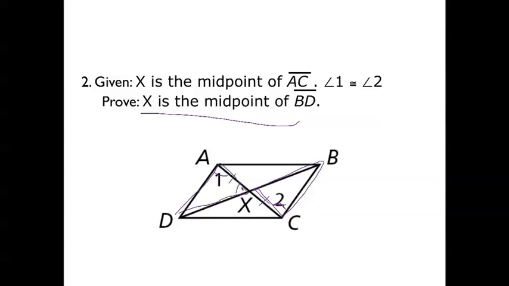Vertical angles. This angle here is congruent to this angle here by vertical angles. So AXD is congruent to BXC by the vertical angles theorem. That's enough to give me angle, side, angle for the two triangles to be congruent. And if they're congruent, then their corresponding pieces, XD and XB, have to be congruent, which would imply that X is the midpoint of BD. So take a little longer look at the picture if you need to by pausing the video.